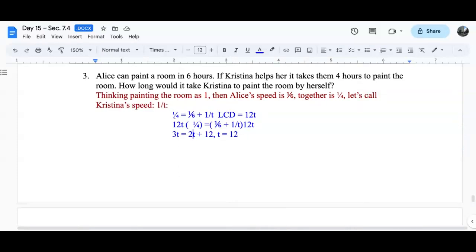Okay. So this is the speed when they work together. This is the speed of Alice. This is the speed of Christina. Anyone has any question?